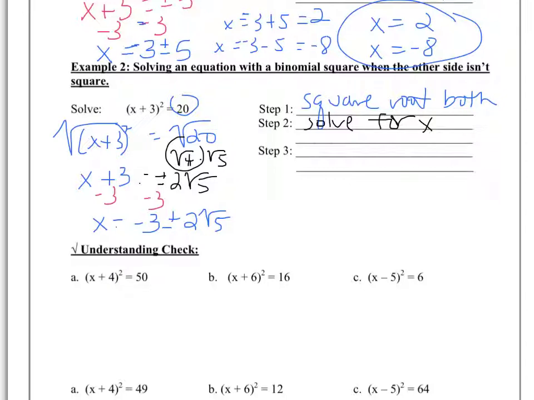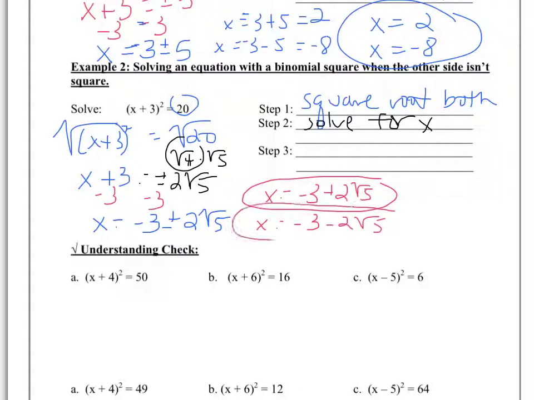So this represents two answers again. We're not going to be able to fully solve it. We can leave our answer as a radical, but the two that we have are x is equal to negative 3 plus 2 square root of 5, and also x is equal to negative 3 minus 2 square root of 5. So we solved for x, and now we can leave our answer in radical form.